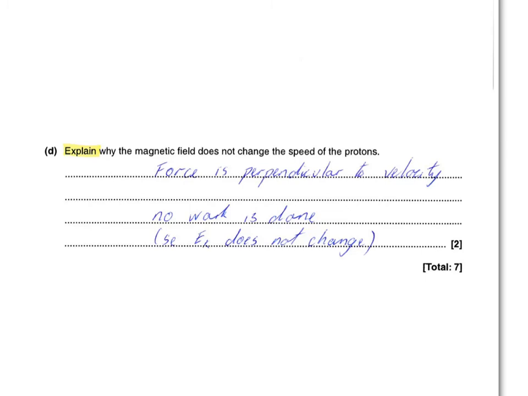Work done is force times distance moved in the direction of the force. Well, there is no movement in the direction of the force, no work done. So if there's no work done, there's no energy exchange. So the kinetic energy doesn't change, therefore it carries on at the same speed. So the two key points, force is perpendicular to velocity, and therefore no work is done. That's G485 homework booklet question 8.